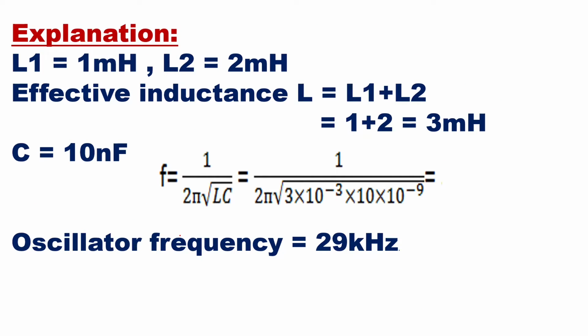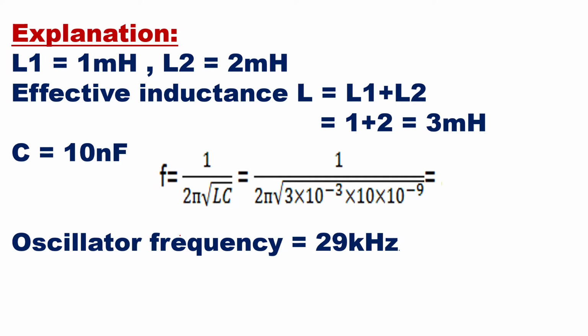So here you can see explanation. L1 is equal to 1 millihenries, L2 is equal to 2 millihenries. Effective inductance L is equal to L1 plus L2, that is 1 plus 2, that is 3 millihenries. C is equal to 10 nanofarad. f is equal to 1 by 2 pi root LC, where L will be the equivalent L, L1 plus L2.